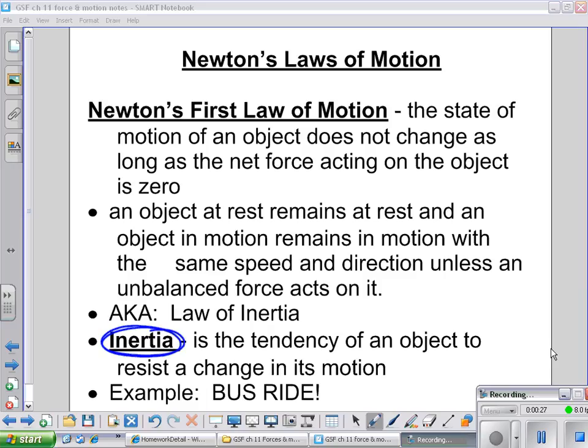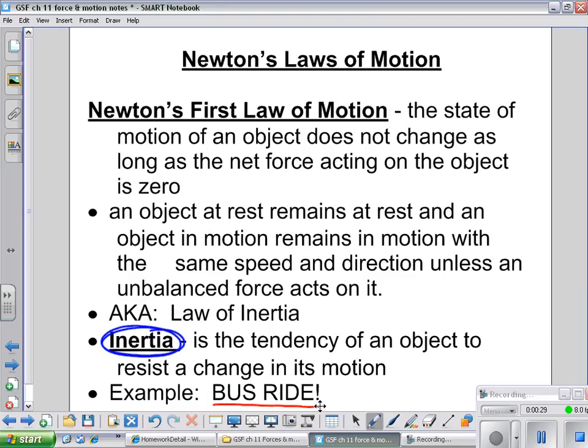Remember, we took our bus ride, we talked about why we wear seat belts. I did my couple demos, so really keep in mind what Newton's first law means. It's that law of inertia. So think of all those demos we did in class today that you got to see.